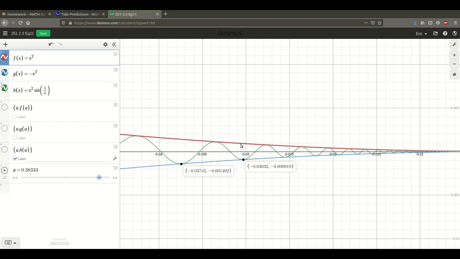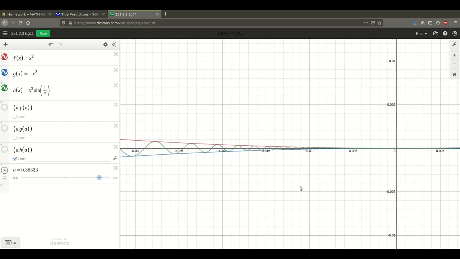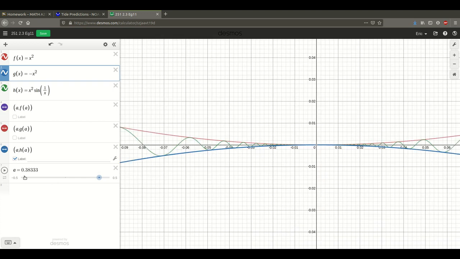So, if this top curve, that y value, limits to 0 as x is getting closer and closer to 0, and it does, it limits, and on the bottom it limits, and it does, then, since this thing is sandwiched in between the two, that means that it too is also going to limit to 0.